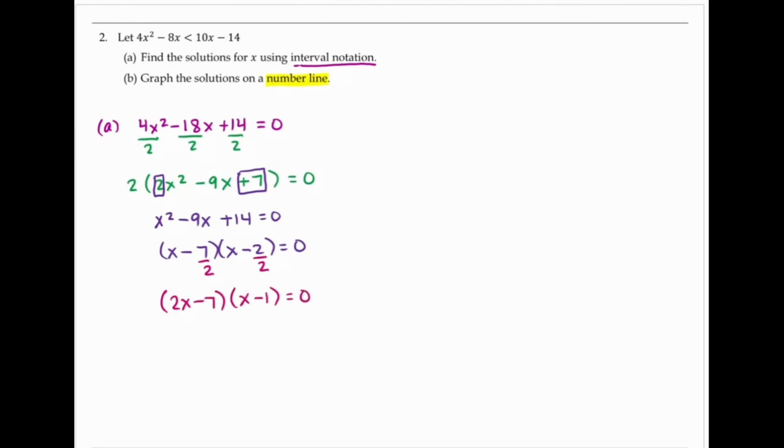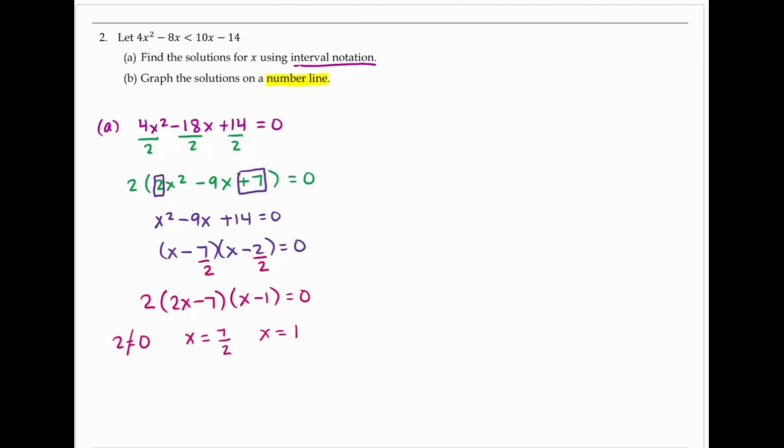All right, so now I have my factors. I have my original GCF of 2. I have the factors 2x minus 7 and x minus 1. I set each of these factors equal to 0. 2 cannot equal 0, so I have my solutions of 7/2 and 1.